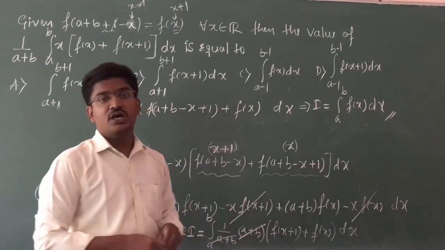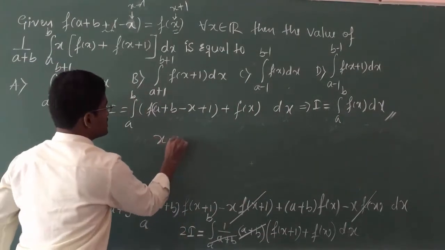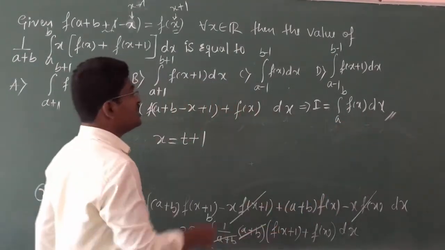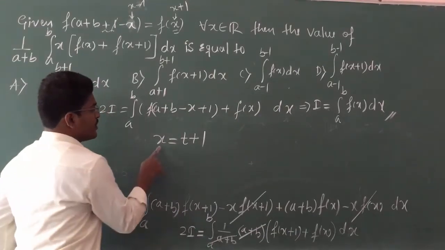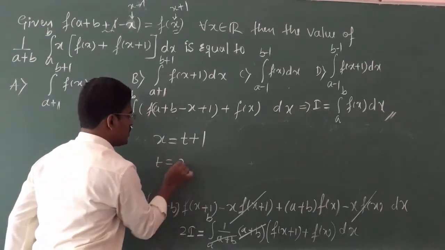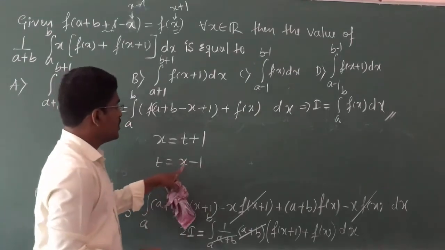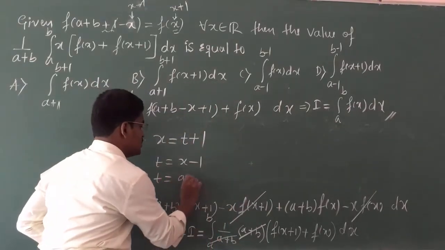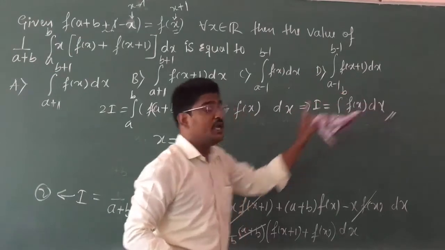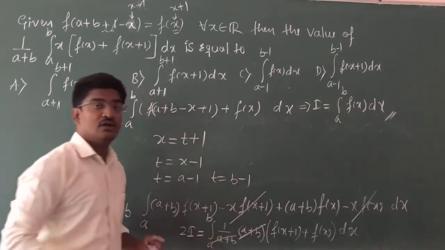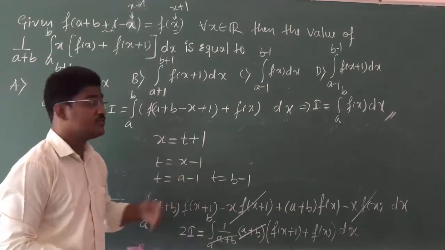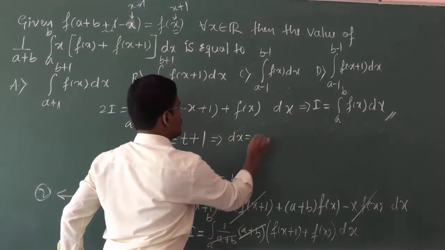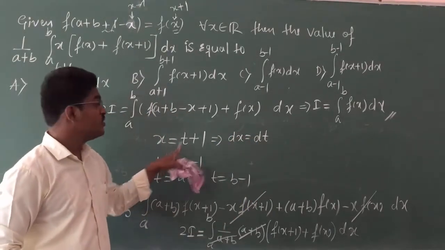Clear? If I put x equal to t plus 1, see upper limit and lower limit, what will happen? If I put x equal to t plus 1, t equal to what? x minus 1. Clear? So if x is a, t equal to a minus 1. If x is b, t equal to b minus 1. Clear? That means a minus 1 to b minus 1. So if you differentiate this, what you are going to have? dx equal to dt.